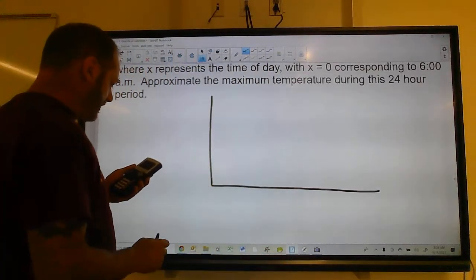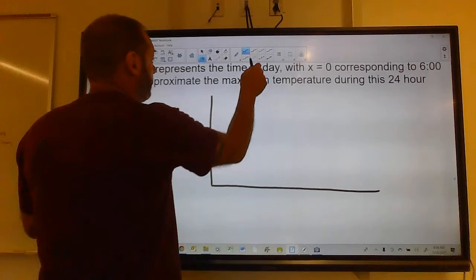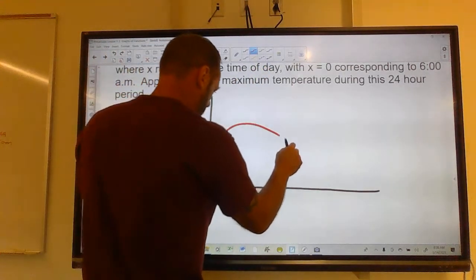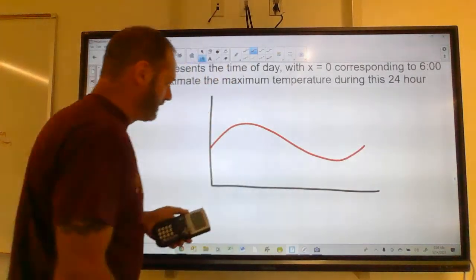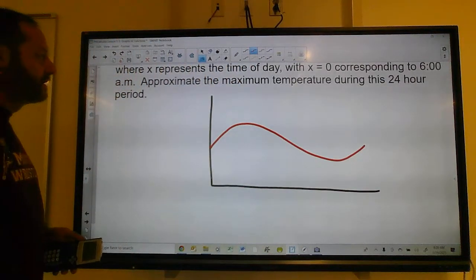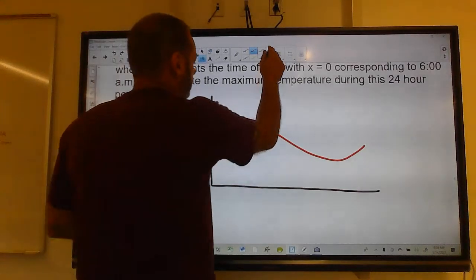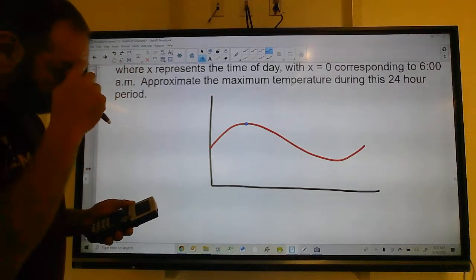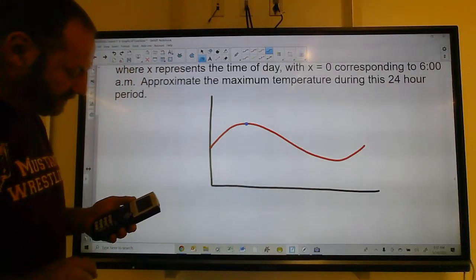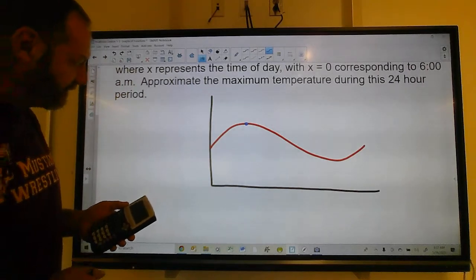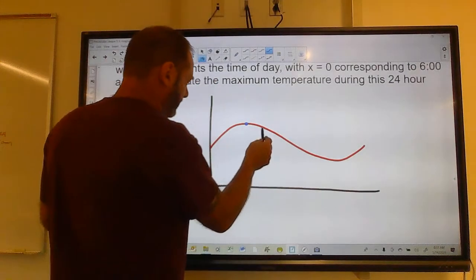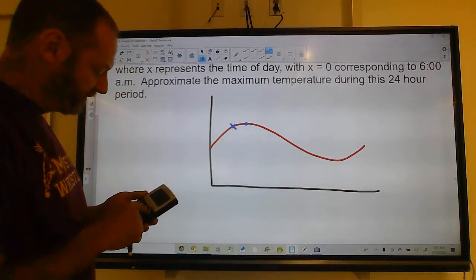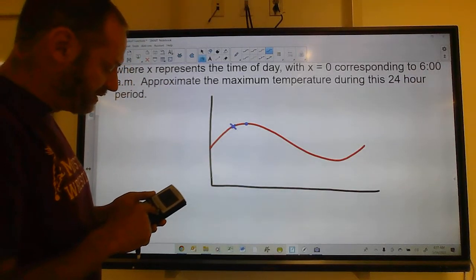Okay, and if you look at your graph, it kind of goes like this. So the maximum temperature appears to be right about there. So what we're going to do is go second calc, 4 is going to be the maximum. Now my x is right here, and it's asking me for left bound, so I need to move my x clear over to here somewhere. So I'm going to use my left arrow. I'm going to make sure I'm past that peak.